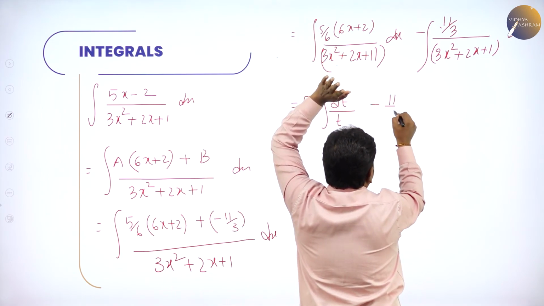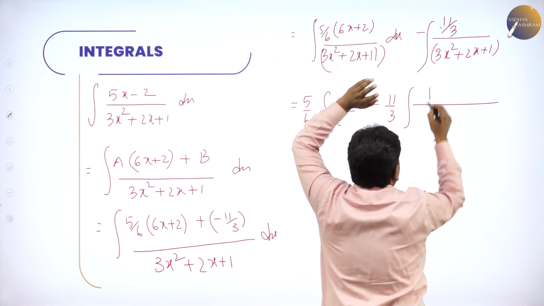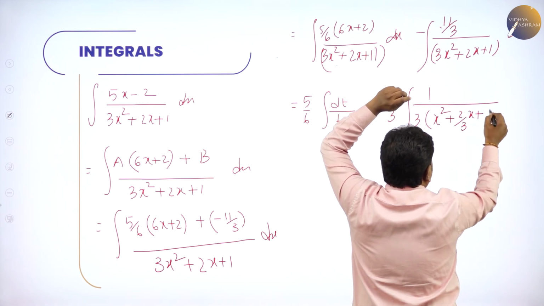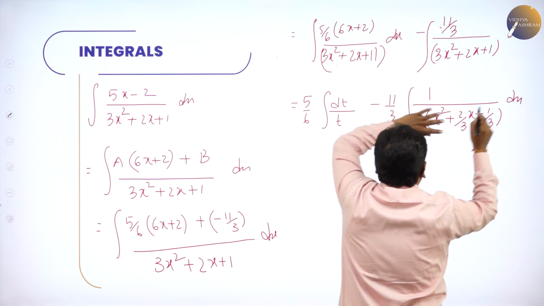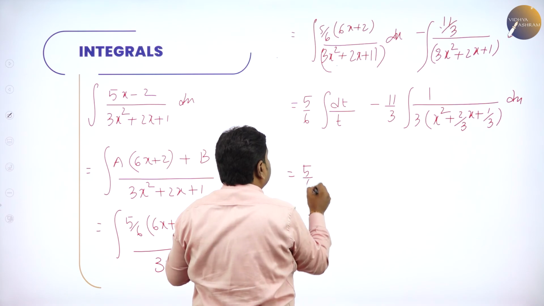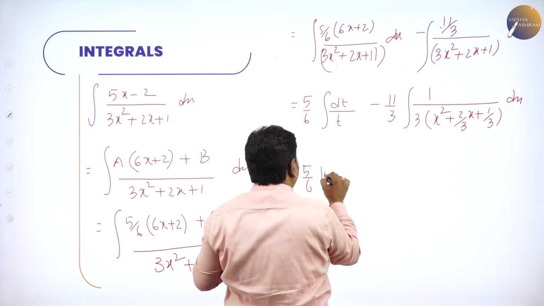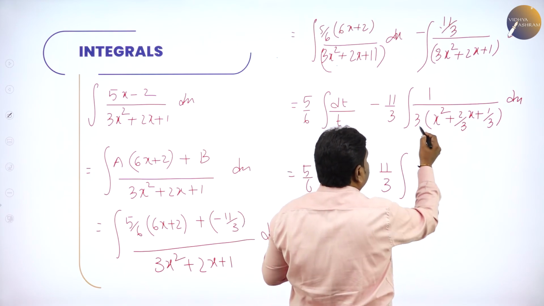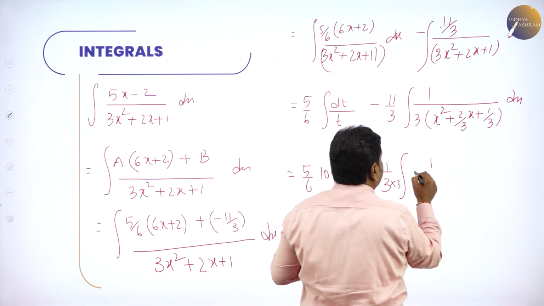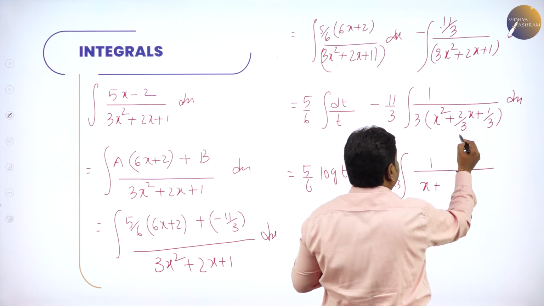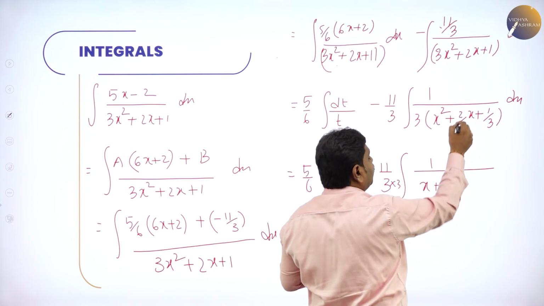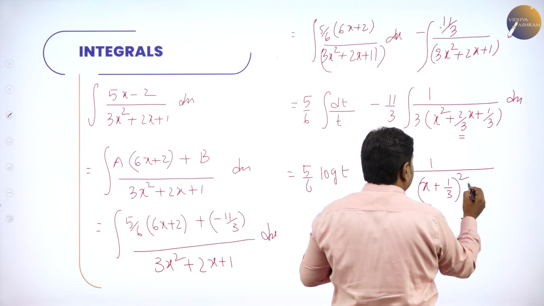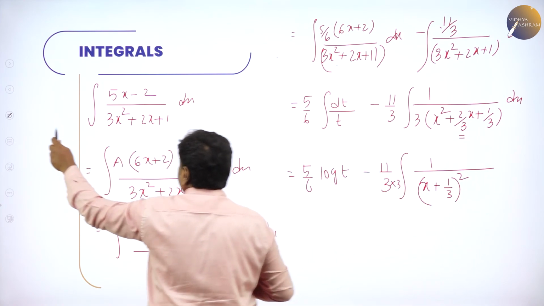And minus 11 by 3 is constant, take it out and do the completing squares. Take 3 out, it will become x square plus 2 by 3x plus 1 by 3. Now do completing squares for this. Now this is 5 by 6, this is integrable, it will become log t, log of denominator, minus 11 by 3, complete the squares, and this 3 also I will take it out and I will write 1 by x plus half the quotient of x. What is half of 2 by 3? Half of 2 by 3 becomes 1 by 3, the whole square, or add and subtract half the quotient of x, the whole square.